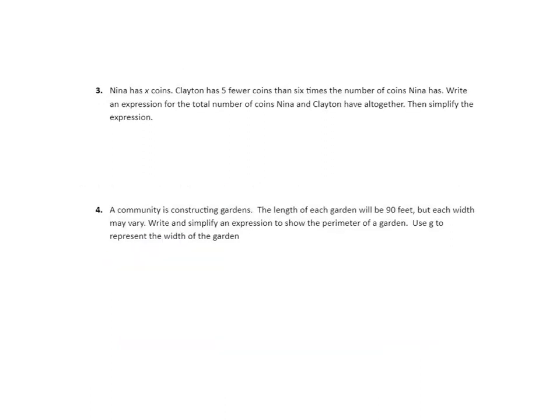So here is another word problem to look at, and this one, the wording can be challenging, but it's actually pretty simple. I'm going to look at number 3. Nina has x coins. Clayton has 5 fewer than 6 times the number of coins that Nina has. Write an expression for the total number of coins Nina and Clayton have together. So I'm going to take what Nina has, I'm going to add it to what Clayton has. But what Clayton has is written in terms of what Nina has.